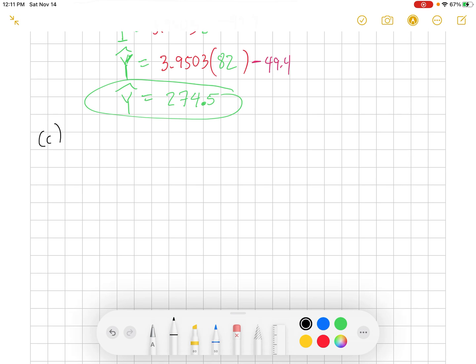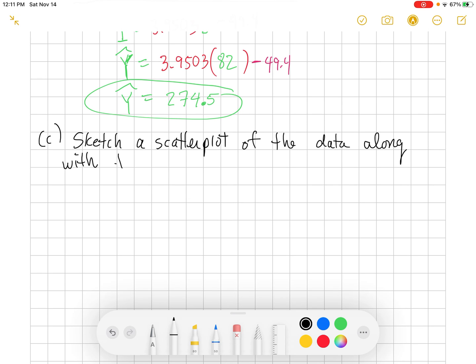Let's do a part C here. Let's try to graph the scatter plot and then sketch the regression line. Sketch a scatter plot of the data along with the regression line.